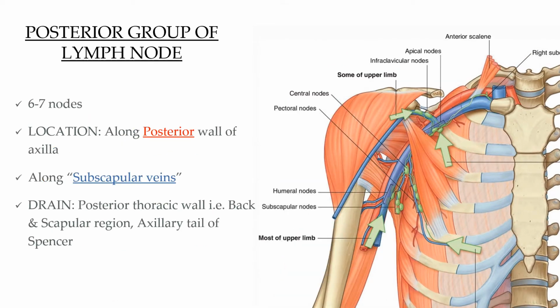Posterior group of axillary lymph nodes are 6 to 7 in number. They are located along the posterior wall of axilla along subscapular vein. As you can see in the illustration here, this is axillary vein and this is subscapular vein. These lymph nodes are posterior group of lymph nodes. They are responsible to drain the lymph from the back and the scapular region and from axillary tail of Spencer.